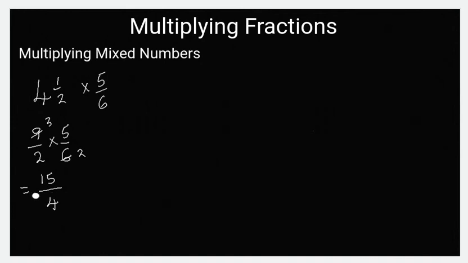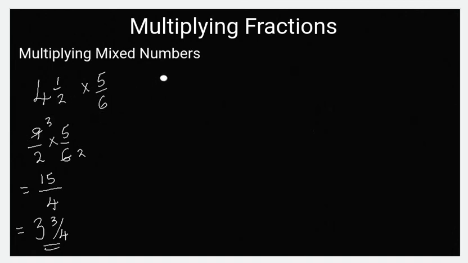I'll change this back to a mixed number because this is an improper fraction. How many sets of 4 can I find in 15? 3. 3 sets of 4. 3 times 4 is 12. So I have to subtract 12 from 15 here to find out my new numerator in this mixed number. 15 minus 12, that's 3. And then my denominator stays the same. So this is the product of 4.5 times 5 over 6.